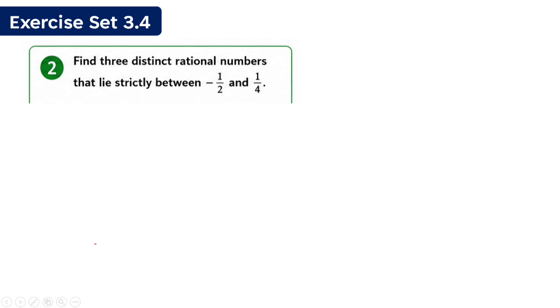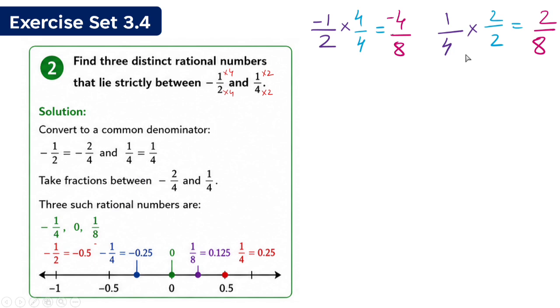So what should I multiply with 2? It is 4. And also I should multiply the numerator by 4. And what should I multiply by 4 to get an 8? It is 2. 4 times 2 is 8, and I have to also multiply the numerator as well. So when you do this, you get -4/8 because this is a negative fraction, and the second fraction is now 2/8 because 1 times 2 is 2 and 4 times 2 is 8. And now I have both of these fractions. I have to find out three distinct rational numbers. Distinct means they all have to be different and not the same.